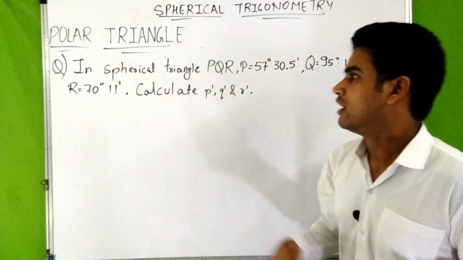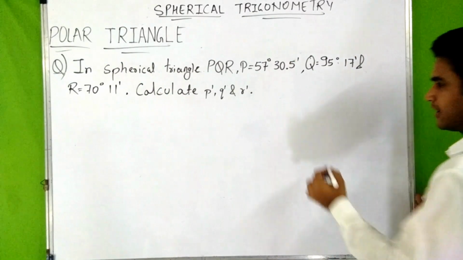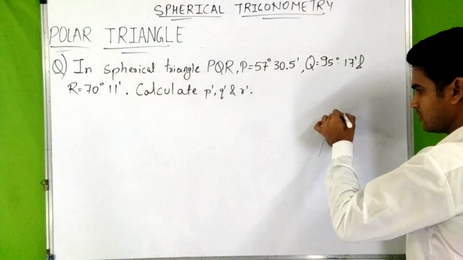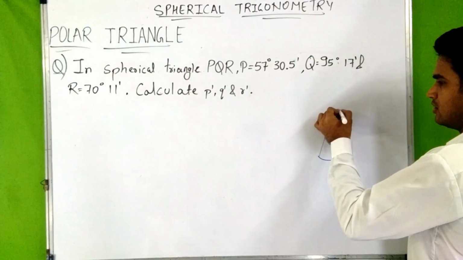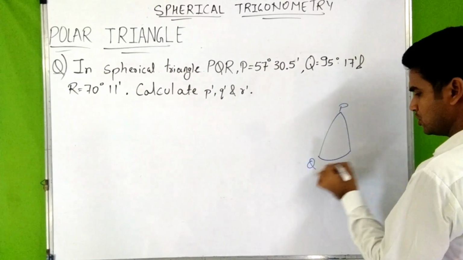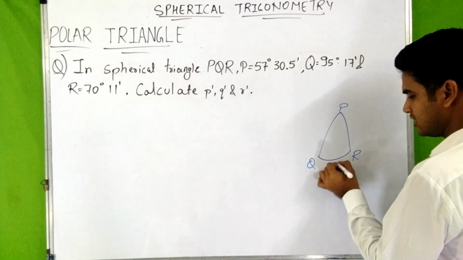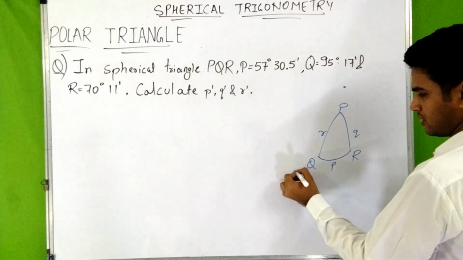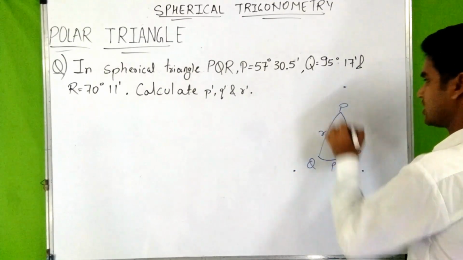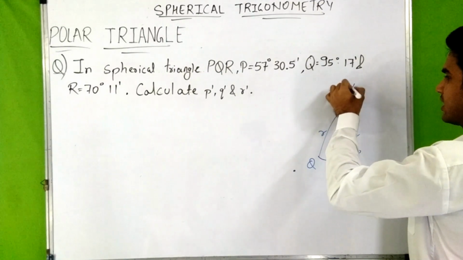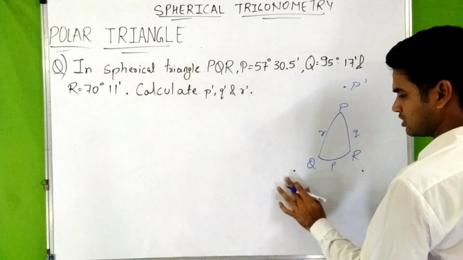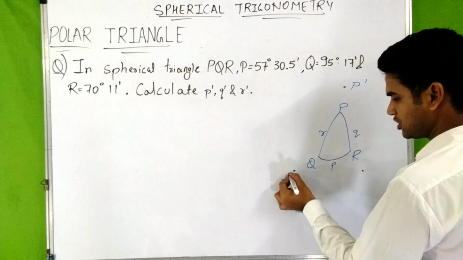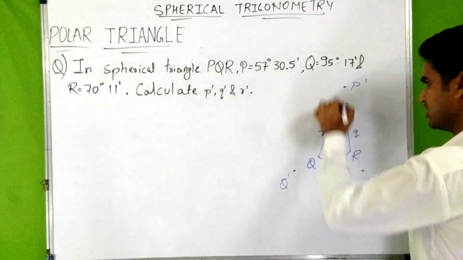So here first we will draw the diagram. So this is the spherical triangle PQR, with sides small p, small q and small r, and these are the poles of the spherical triangle, capital P dash, capital Q dash and capital R dash.